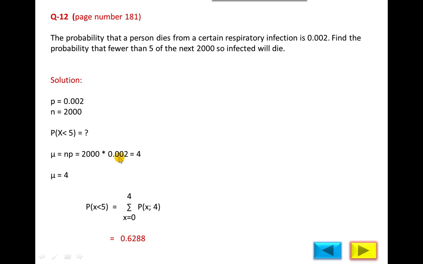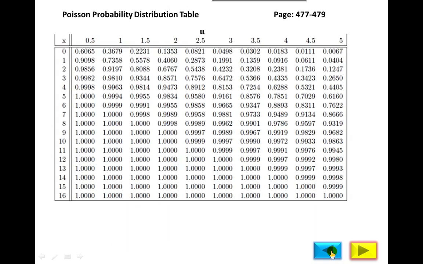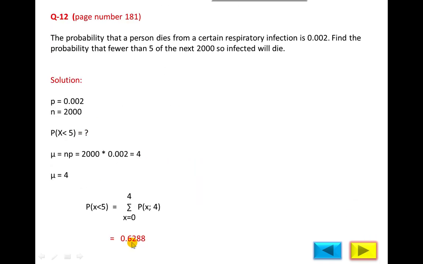2000 multiplied by 0.002 gives 4, so mu is 4. The condition is less than 5. Less than 5 means from 0 to 4. Find the probability from 0 to 4, and mu is 4. So how do we find it from the table? This mu is 4 and less than 5 means 4. The value is 0.6288, write the direct value, 0.6288.